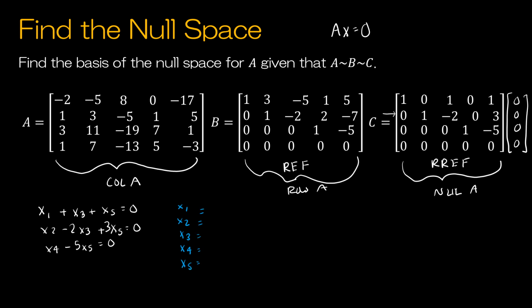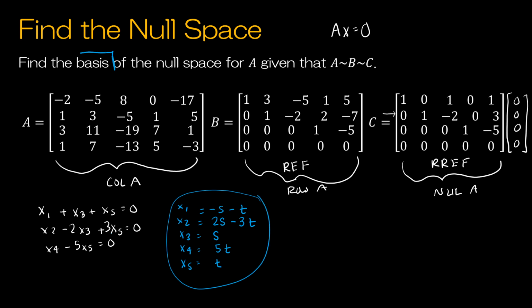So for x1, to isolate x1, I would subtract x3. We're going to call x3 s and x5 t. So x1, instead of minus x3 minus x5, is minus s minus t. x2, I would add two x3s to each side, which would be 2 instead of x3. We're going to call it s. And I would subtract 3x5 or subtract 3t. And x4, I would add 5x5 or 5t. So this is going to be my solution, but of course I'm not going to write it like that.